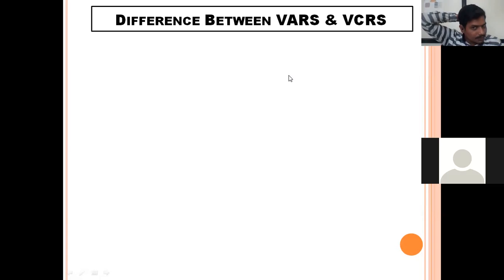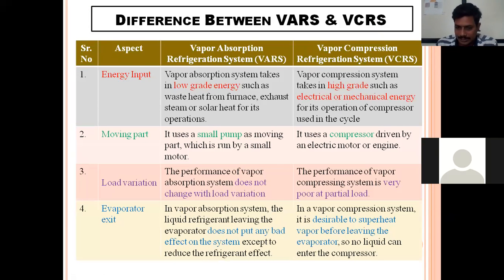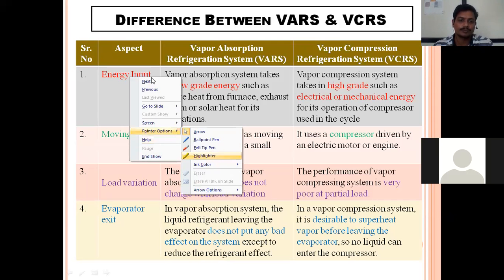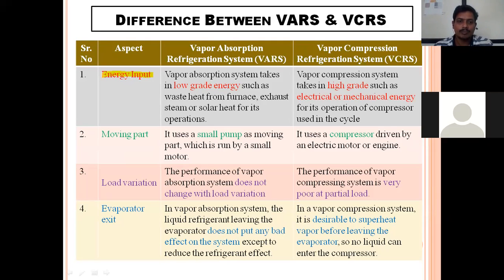Now the next part which we have to see is the actual difference between the vapor compression refrigeration system and the vapor absorption refrigeration system. The first difference we can make is based on the energy input. Which type of energy are we supplying to the VCRS and VARS? Depending upon that, we can differentiate VCRS and VARS.